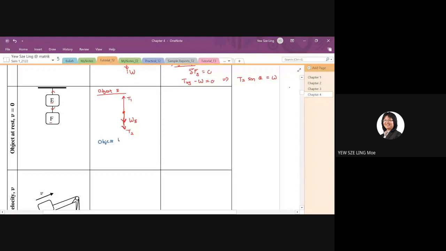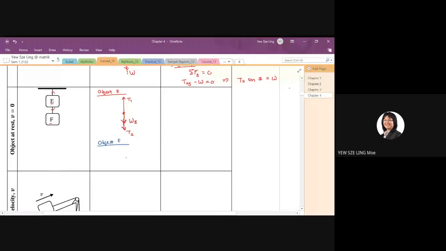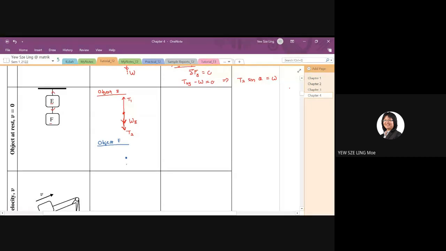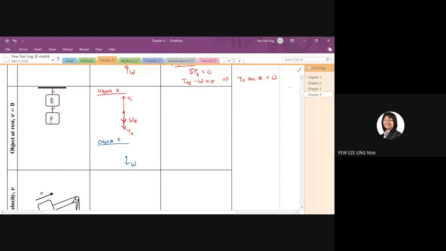Okay. So object F, again, the free body diagram is a dot. So now you have an object, and every object comes with weight. So I have WF that is going downwards. Okay, WF that is going down. And then if you look at the diagrams again, what is happening here?